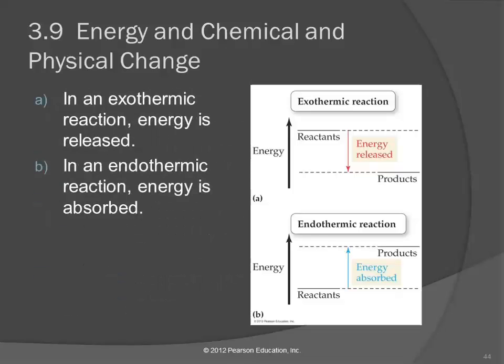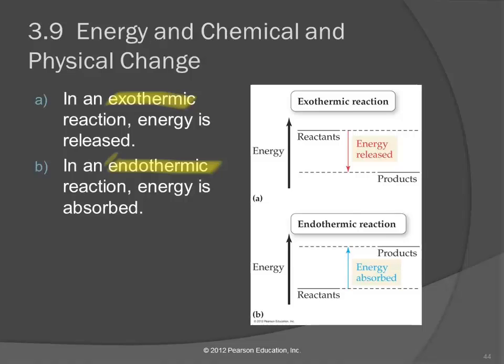So when we look at chemical and physical changes, we have two words that describe what's going on with the energy. And these are exothermic and endothermic. It's important to get these words straight in your head. So here we have exothermic and endothermic. And again, understanding prefixes can help us out here.